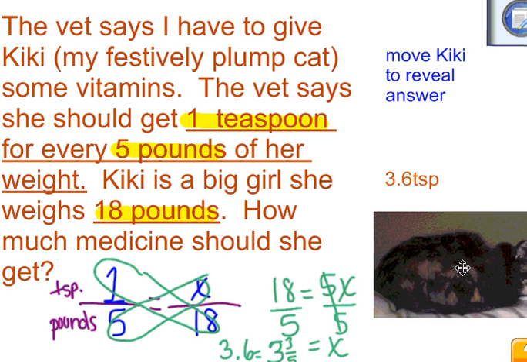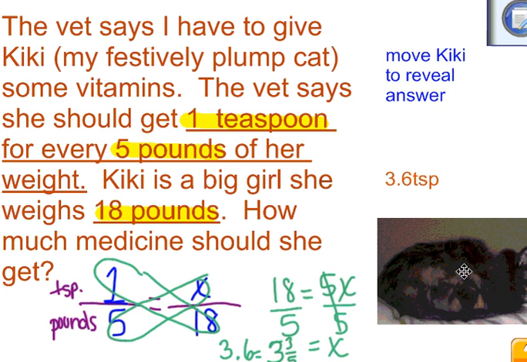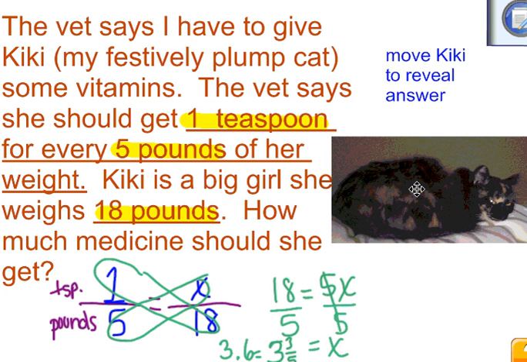And let's go ahead and move Kiki, see if our answer is correct. Yep, 3.6 teaspoons, how much she should get for her weight.